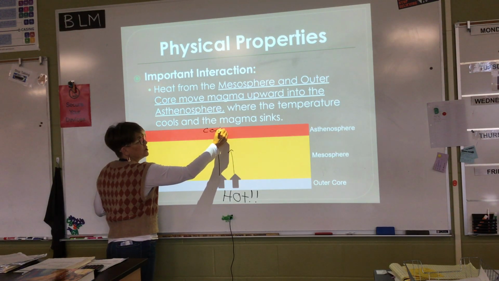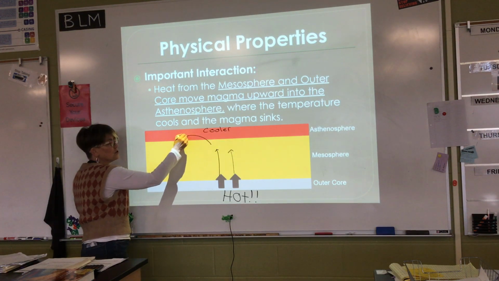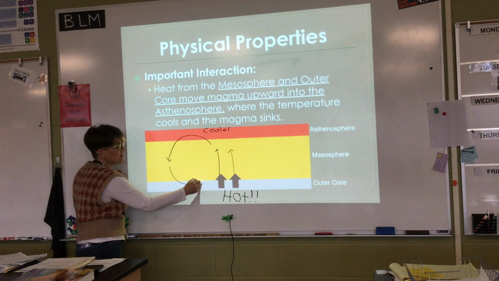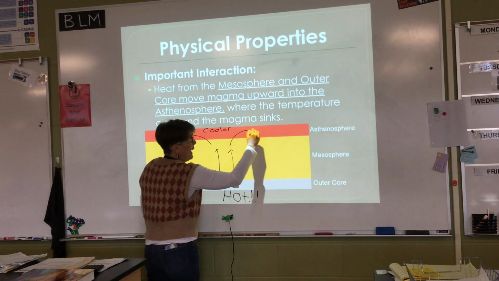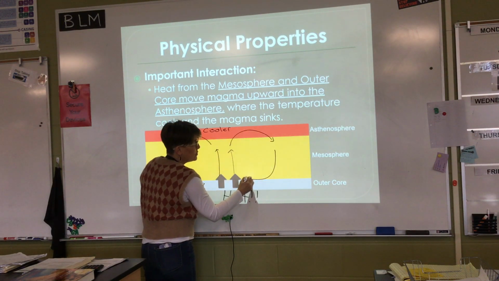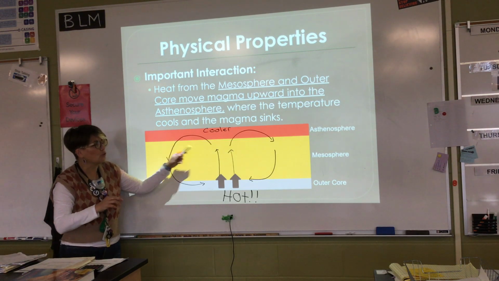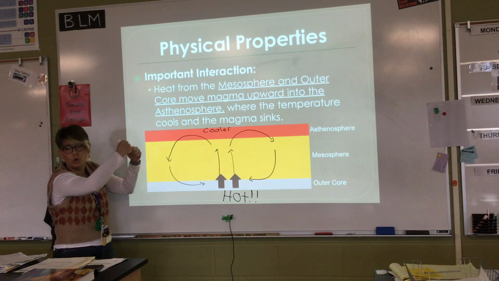Now this isn't cool, but it's cooler than the core. And so then this magma begins to cool off and it begins to drop down because its density increases. Where it heats up and then it rises up again. And so what we have then is what is called convection currents. It's this stuff that drives the land above to move either away from each other or towards each other.